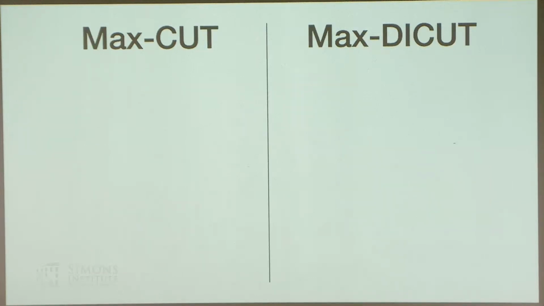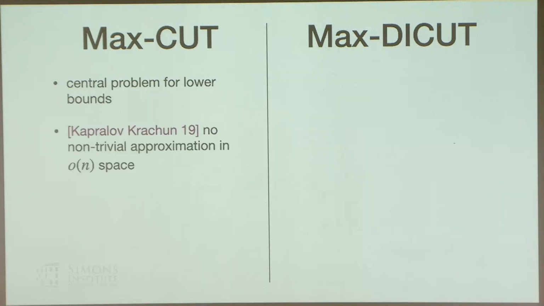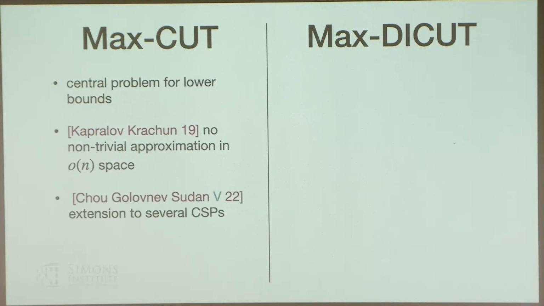Now, let me very quickly highlight some results about these max cut and max dicut problems. Max cut is actually a very central problem for proving lower bounds. It was shown in a breakthrough result by Kapralov and Krachun that this problem does not have any non-trivial approximation in little o of n space. You can do half very trivially, and if you want to beat half, you can go all the way to 1 minus epsilon in n space, and there's nothing in between. I call it a central problem because these techniques extend nicely to other CSPs, and that's what we showed in a later work.